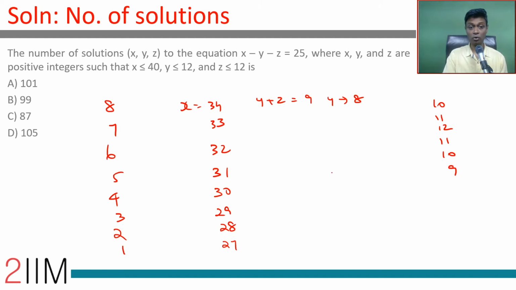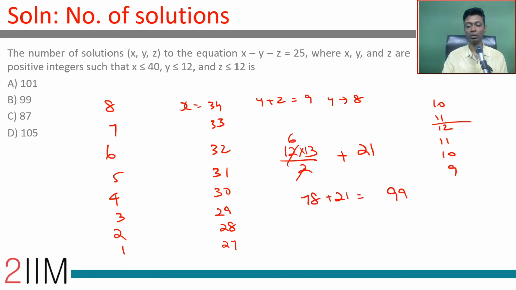When it's 27, we have only one possibility. So we have 1 plus 2 plus 3 plus 4 all the way till 10, plus 10 plus 11, plus 12, or 12 into 13 by 2, plus 21. 12 into 13 by 2 is 6 into 13, 78, plus 21, which is 99, is what they're looking for. Going step by step, plugging in x equal to 40, 39, 38, all the way till 27. X cannot be less than 27.